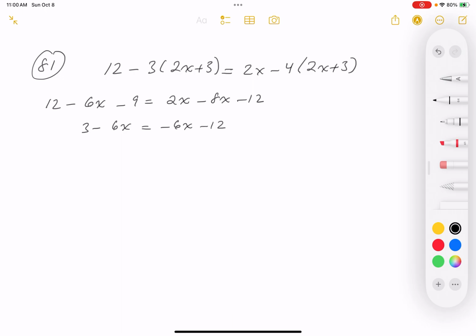All right, what are you going to do now? I would say add 6x to both sides and add 12 to both sides. What do you get there? 15 equals 0. This is another contradiction, so no solution to the problem.